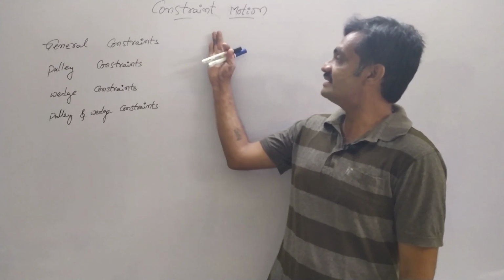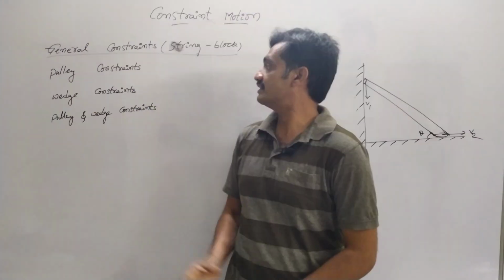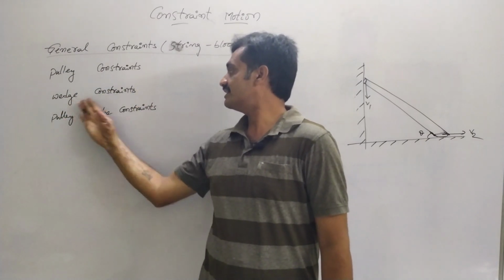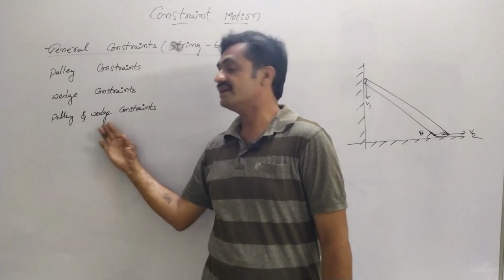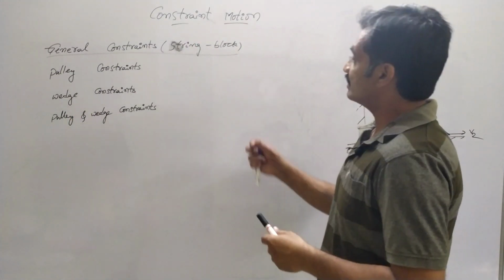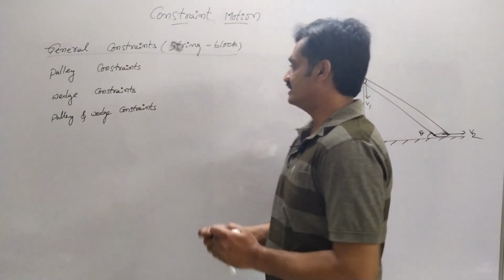Generally, the constraints are classified into four types. The first one is the general constraint, the second is the pulley constraint, the third is the wedge constraint, and the fourth is the pulley and wedge constraint, a combination of pulley and wedge constraints. So now we are going to discuss general constraints.